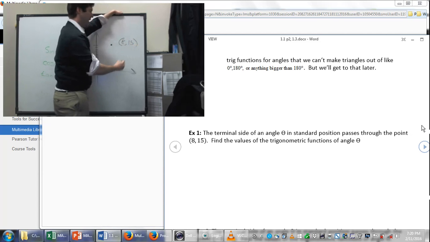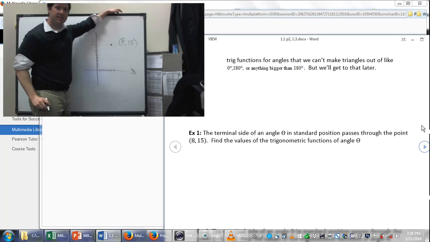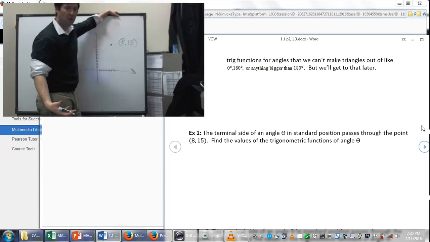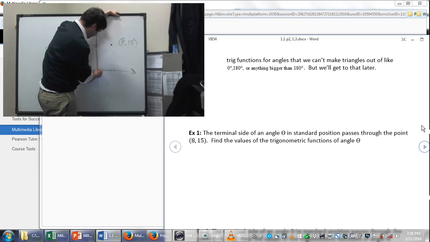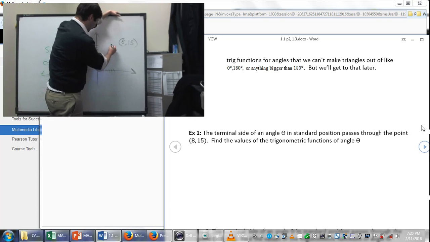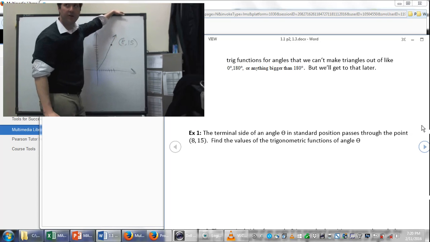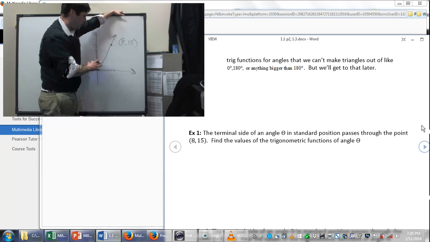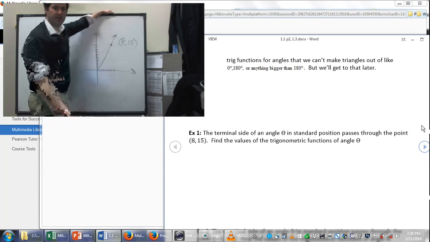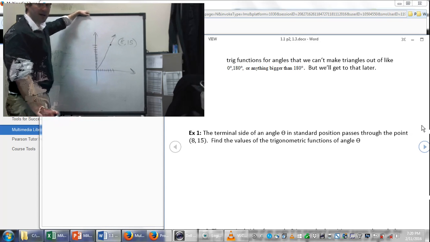Okay, so moving on, let's do an actual example of this. Okay, example 1: the terminal side of an angle theta in standard position passes through the point (8, 15). Find the values of the trigonometric functions of that angle. So that's nice.